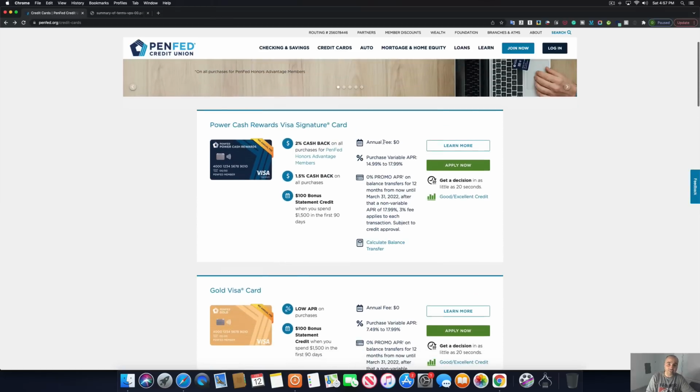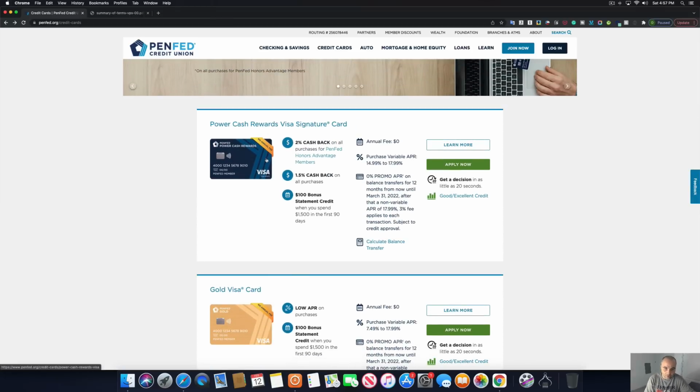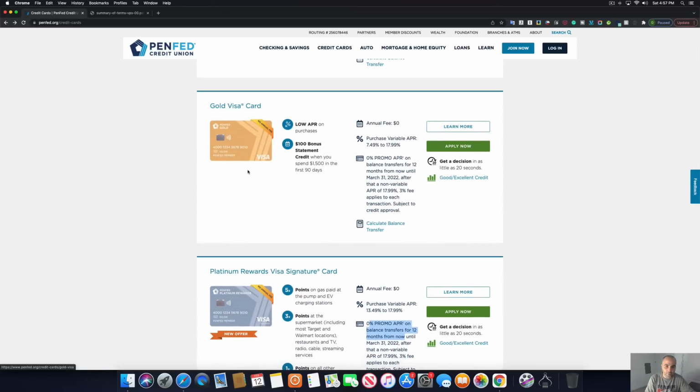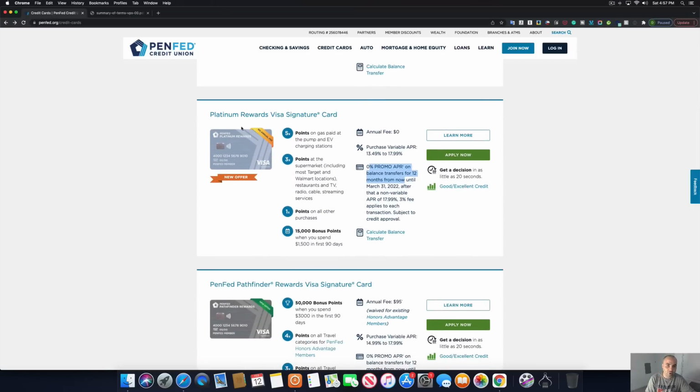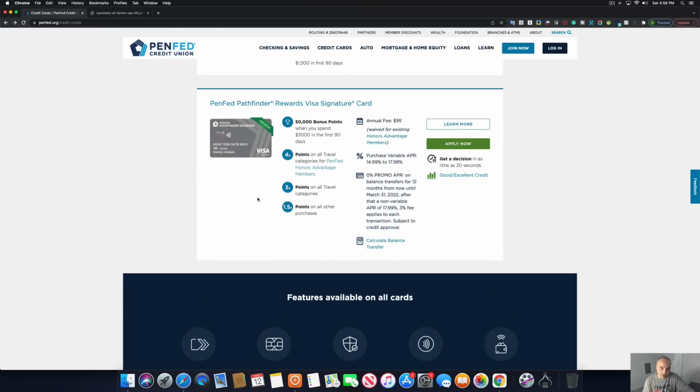So basically, this is great for cash back. If you want the cash back, go this route. Starting or rebuilding credit, go for the Visa. You want a balance transfer, want a decent all-around card, go platinum. And then if you're planning on doing a lot of travel, things like that, then I do like the Pathfinder.